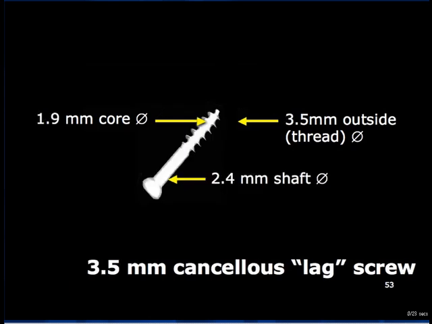The small cancellous screw has a 1.9 mm core, so a 2 mm drill bit is used for the pilot hole. The unthreaded shaft is 2.4 mm in diameter. The outside thread diameter is 3.5 mm, hence the 3.5 cancellous screw. This replaced the former 4 mm cancellous screw.